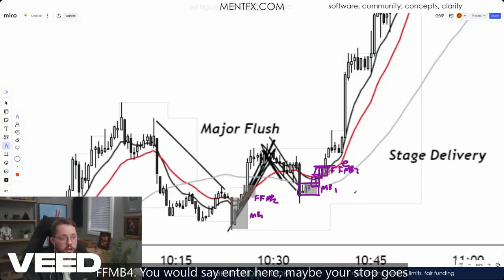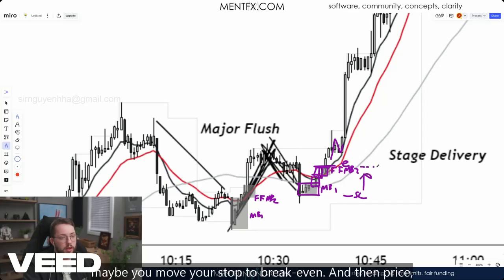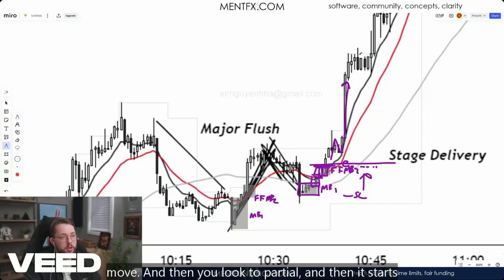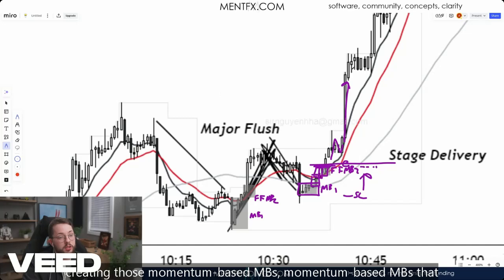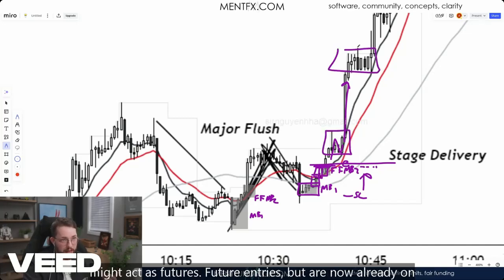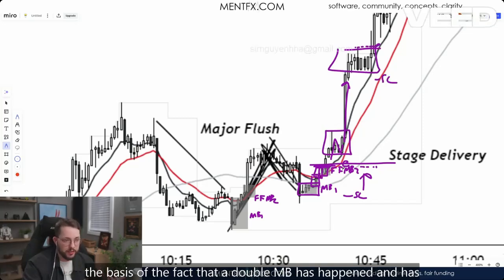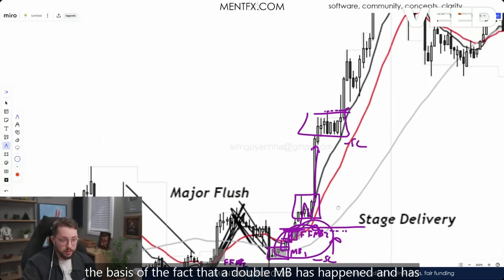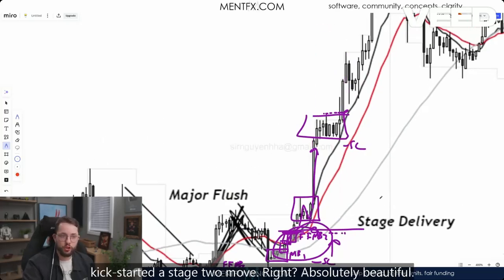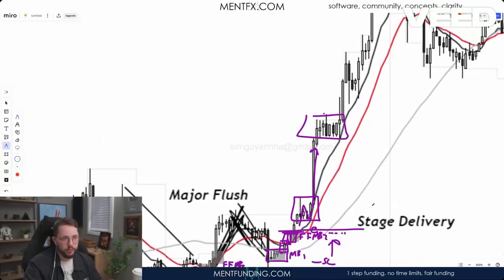You would say enter here, maybe your stop goes somewhere here. And then as this begins the move and pauses, maybe you move your stop to break even. And then price, because it's validated demand, never returns and starts a move. And then you look to partial, and then it starts creating those momentum-based MBs that might act as future entries, but are now already on the basis of the fact that a double MB has happened and has kickstarted a stage 2 move, right? Absolutely beautiful.